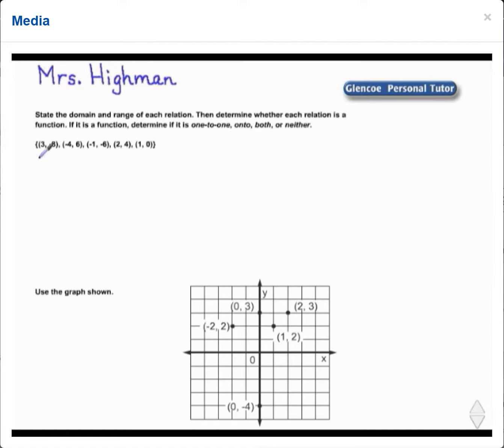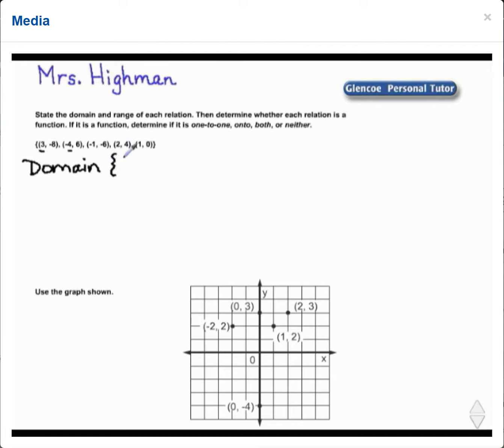The first relation, we just have a set of points listed, and so we need to identify the domain and the range first. Well, the domain is the x values. Okay, the domain is the x's. So when we take a look at the set of points, the x's are the first number in our ordered pair. So we have 3, -4, and so on. So we're going to put that in set notation, little brackets.